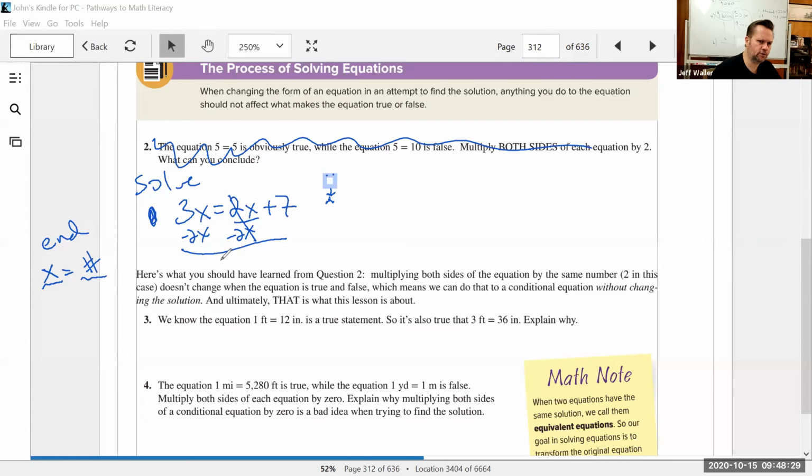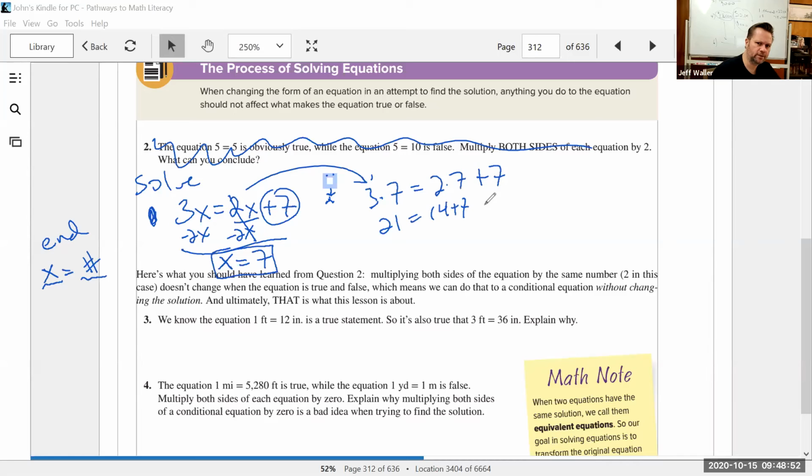3x minus 2x is x. And on this side, all I have left is 7. So now I know x must have been 7. And if I check it, 3 times 7, does that equal 2 times 7 plus 7? 21 equals 14 plus 7. Check. So that is correct.